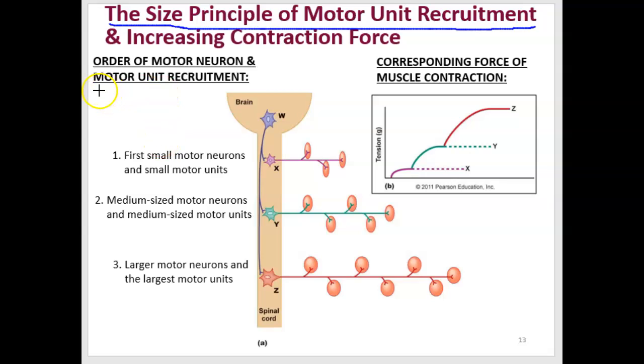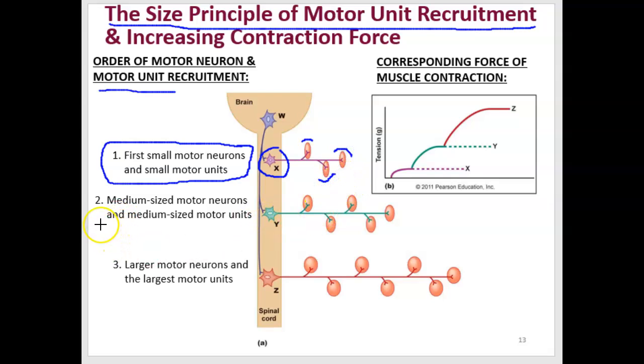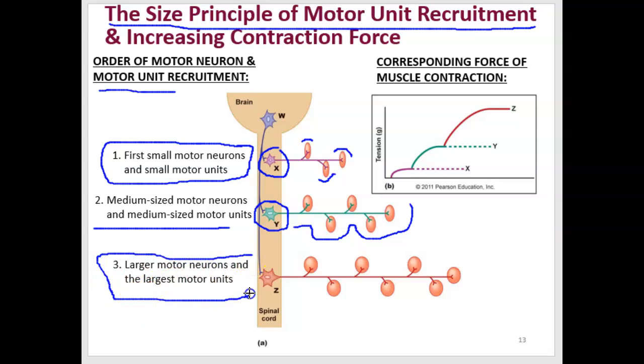So the order of motor unit recruitment is that first small motor neurons and small motor units are recruited. Notice here in the spinal cord, X labels a neuron that has a small cell body, not very many axon branches, and therefore is not affecting very many myofibers. But they're recruited first. Then the next thing that happens is medium-sized motor neurons are recruited, so you get more muscle cells involved, a larger motor unit, and then finally the largest motor neurons and motor units are recruited.